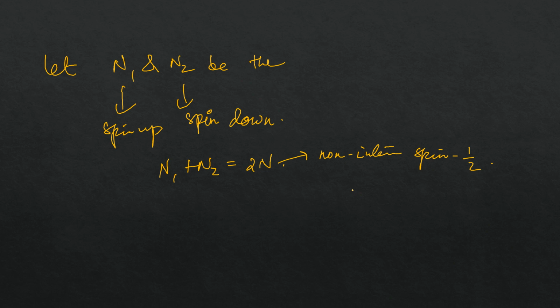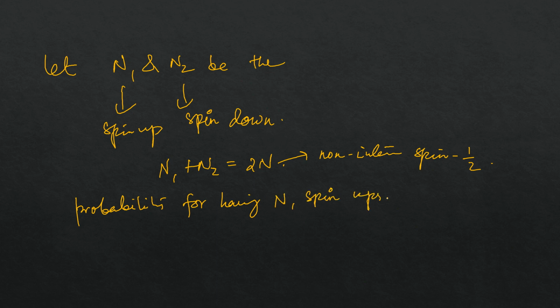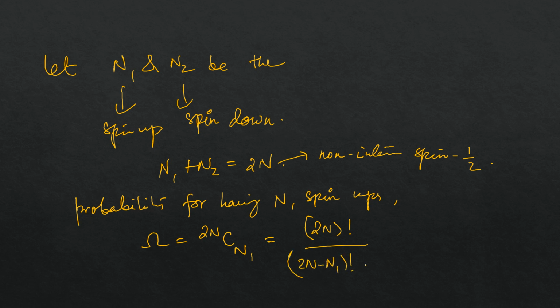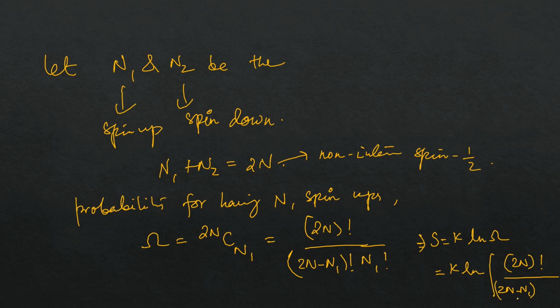The probability for having n1 spin-up particles is given by Omega equal to 2n C n1, that is 2n factorial by (2n minus n1) factorial into n1 factorial. Now, what is the entropy for this? It is k_B ln Omega, which is k_B ln of 2n factorial by (2n minus n1) factorial into n1 factorial.